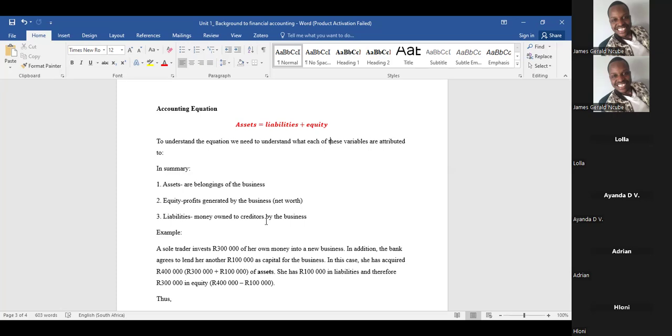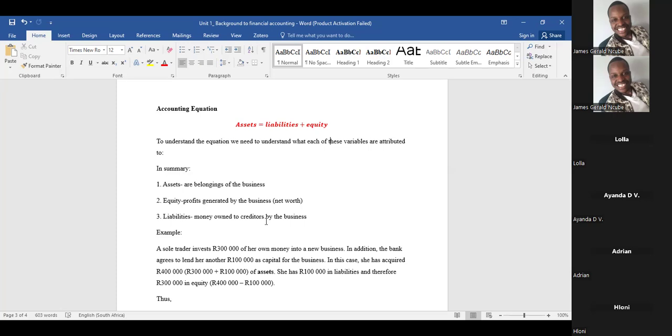I feel like this is the one that's a bit tricky. The other ones are a bit easy to understand. But if you can understand that equity is what is owned minus what is owed, then you're basically going to find it easy to understand the accounting equation.